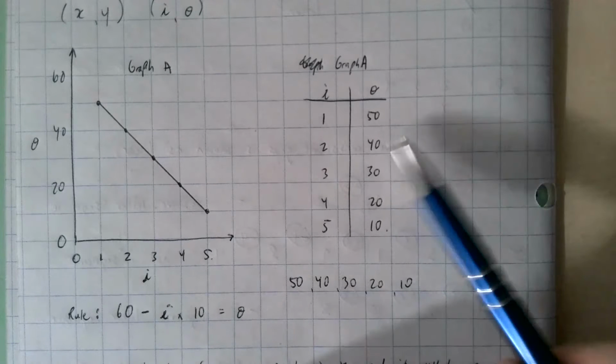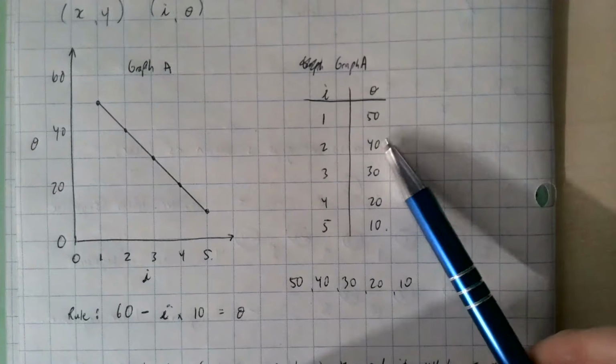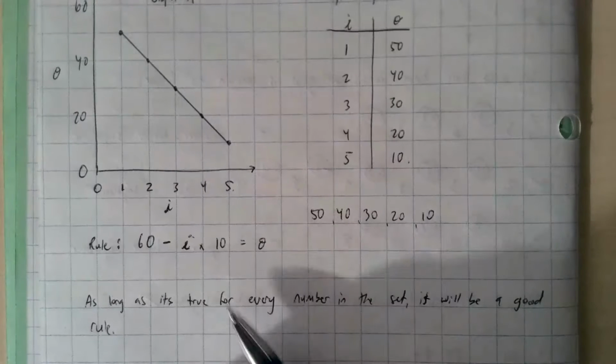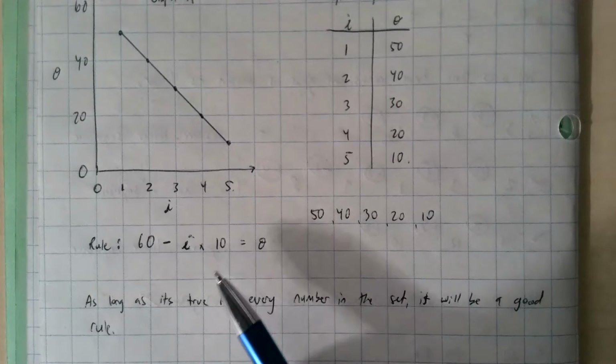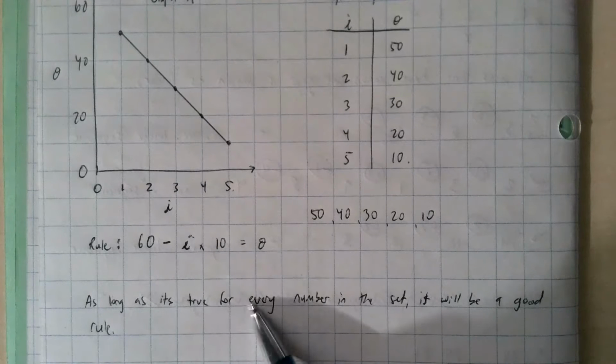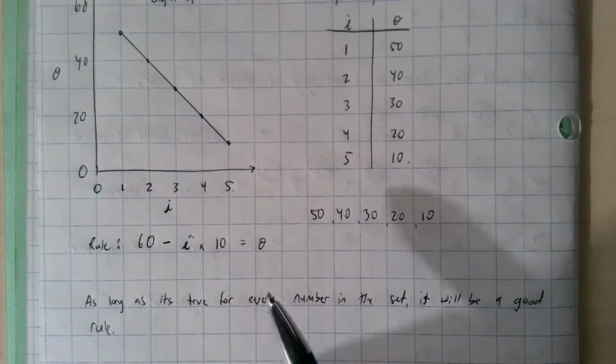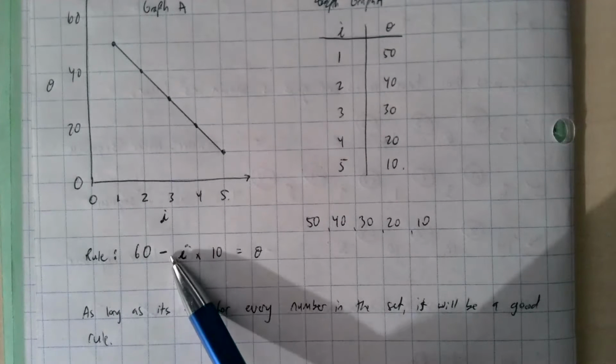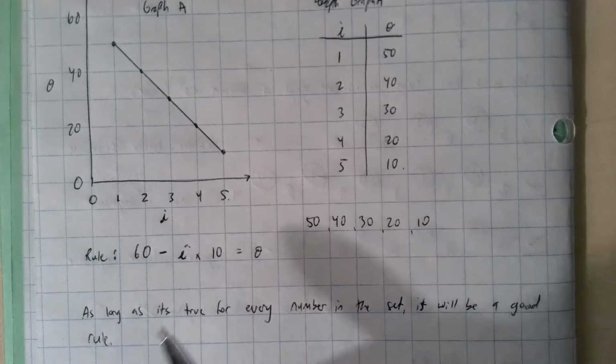If we were to find a rule for this one, this is a bit of a weird one. It took a little bit for me to understand what rule I could write down, and this is the rule I came up with. Your rule could be slightly different than mine, but the most important thing about rules is it has to be true for every number in the set, and then it's a good rule. So this is what my rule is. I said 60 subtract input times 10 gives me an output.